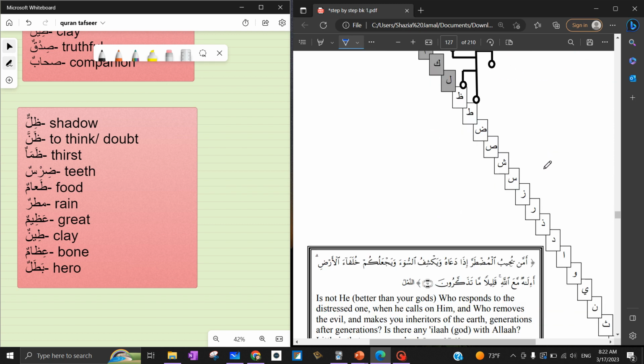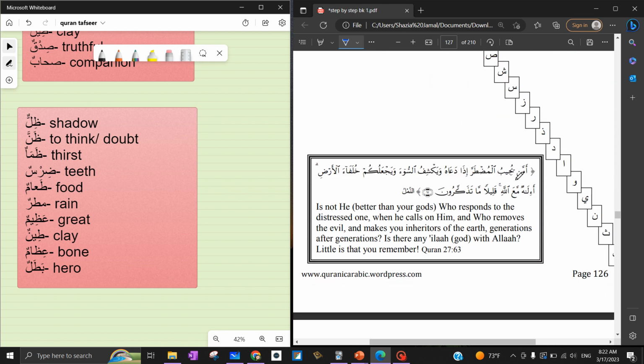And there is a small hadith here. It's not a hadith actually, it is an ayah from the Quran. أمن يجيب المضطر إذا دعاه ويكشف السوء ويجعلكم خلفاء الأرض أإله مع الله قليلا ما تذكرون.